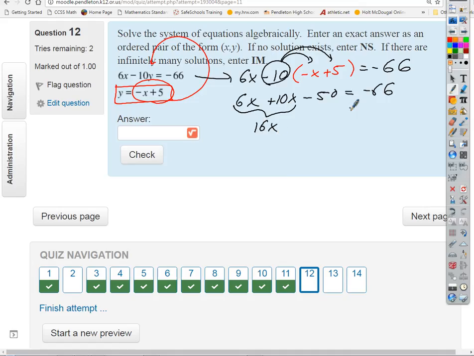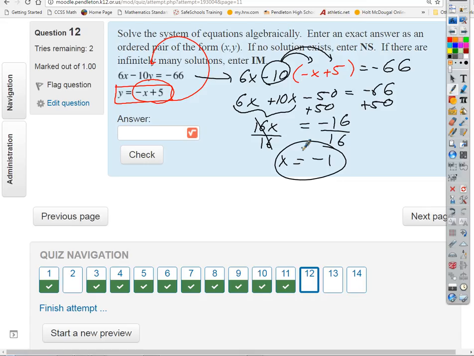And then how about here? What am I going to do to that guy? Add 50 plus that. Good. So that's going to give me negative 66 plus 50 is negative 16. Last step? Divide. Good. So I get x equals, what's negative 16 divided by positive 16? Negative 1.